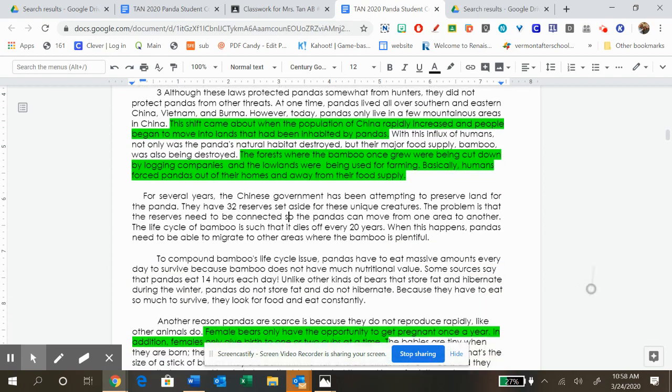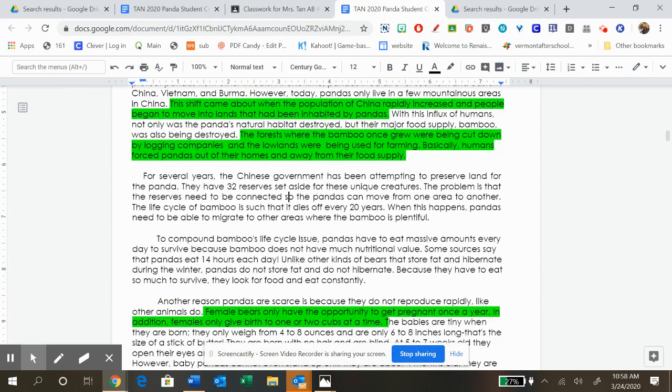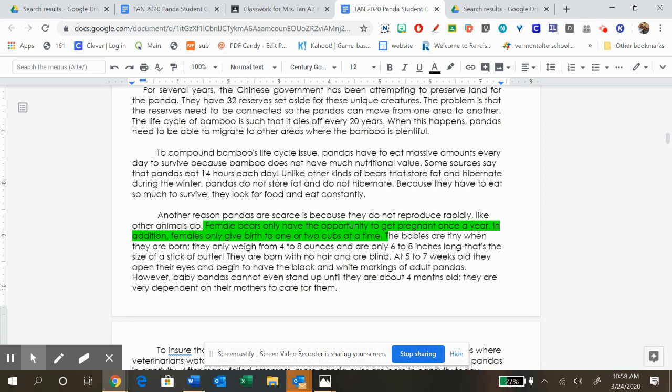So when I go back down, that's paragraph 3, 4, 5, paragraph 6, I see it says female bears only have the opportunity to get pregnant once a year. In addition, females only give birth to 1 or 2 cubs at a time. Well, I know that if they can only give birth once a year to maybe 1 or 2 cubs, it's going to take forever for them to increase their population. So that's part of why they are endangered.